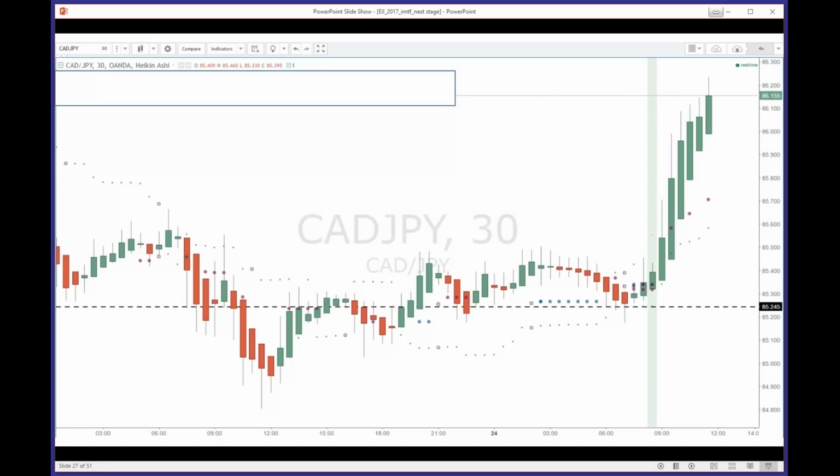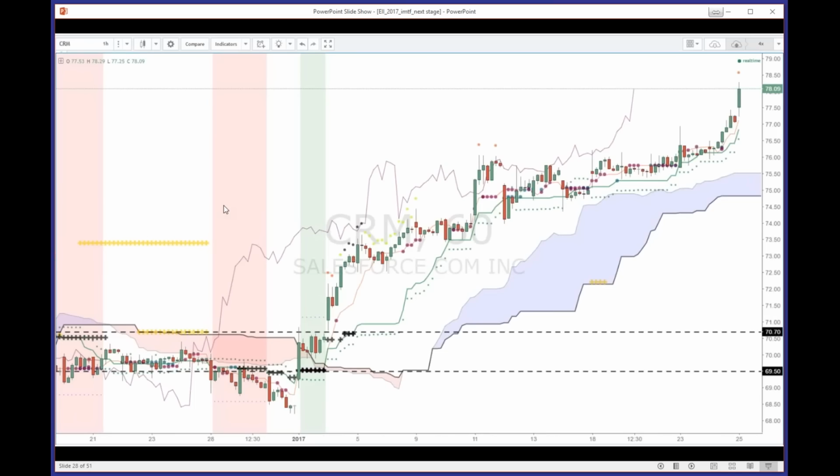So I've given you three glances of how to use the IMTF to optimize any technical system out there. Now let me go back to Ichimoku, which is our specialty, and show you how to use this within the Ichimoku world and show you some real live trades that we've taken. This is the first one, CRM, Salesforce.